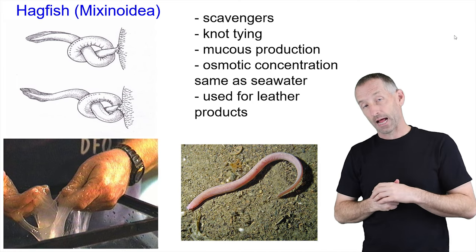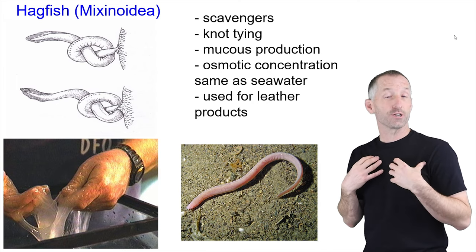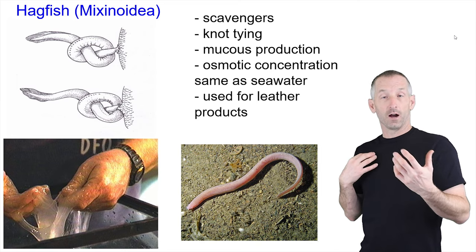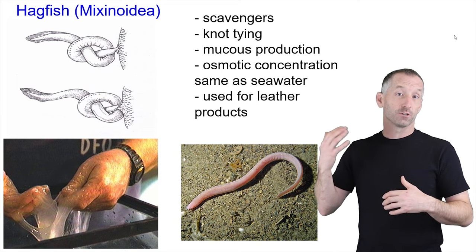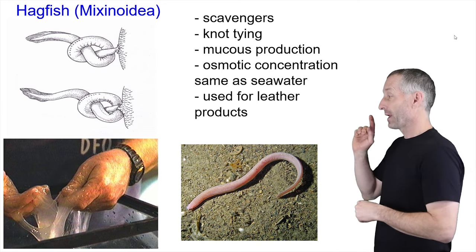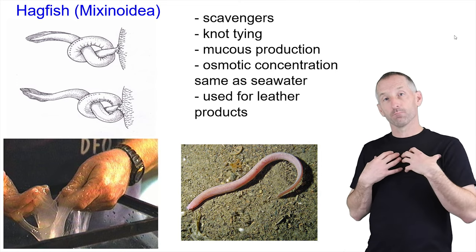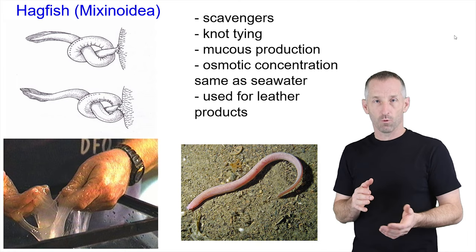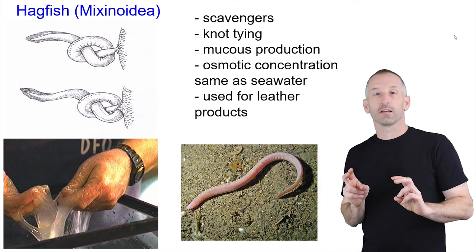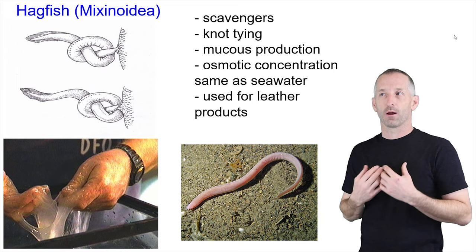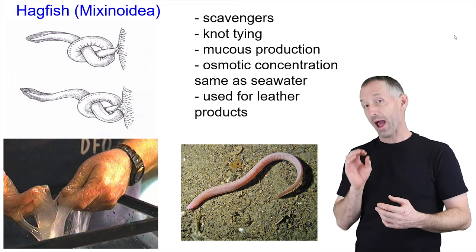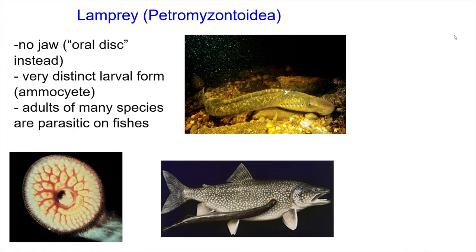Another bizarre thing is that fishes do a lot of regulation of their salts in their bodies in relation to the water outside of them, but hagfishes do not. The osmotic concentration of their body is the same as that in the water. You can buy eel skin wallets. When I was a kid, my mother bought me one of these wallets, and it's made from hagfish, not from eels. The other group of jawless fishes, they're also called agnathans, which means without jaw, is the lampreys.